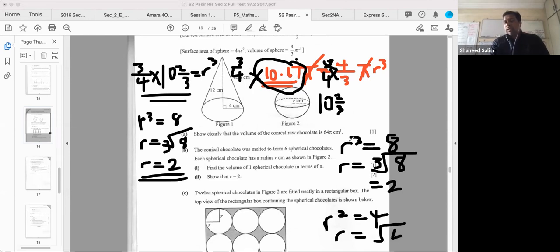So down here now is R cubed equals 8. You want to find R, you get, and then you are stuck.